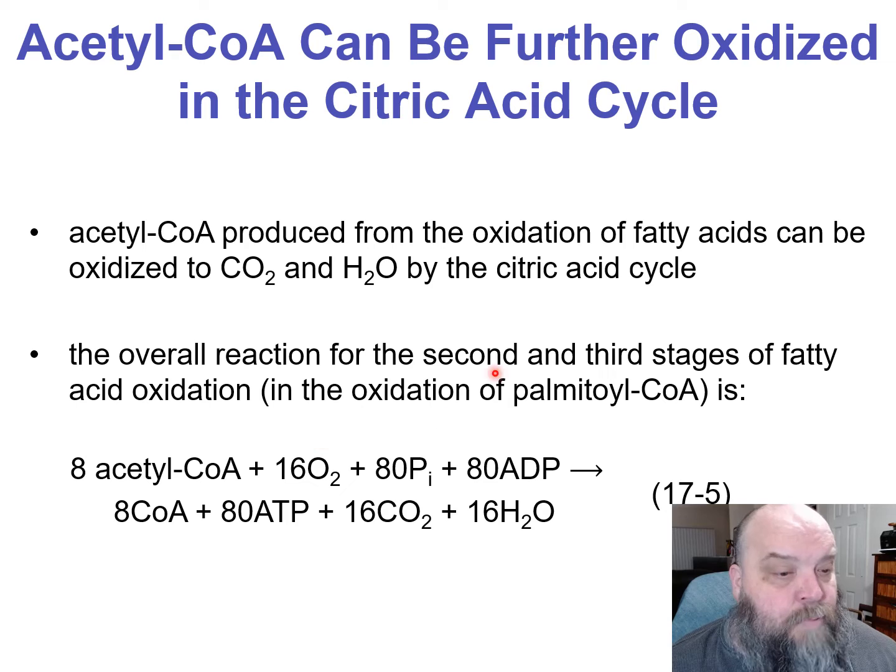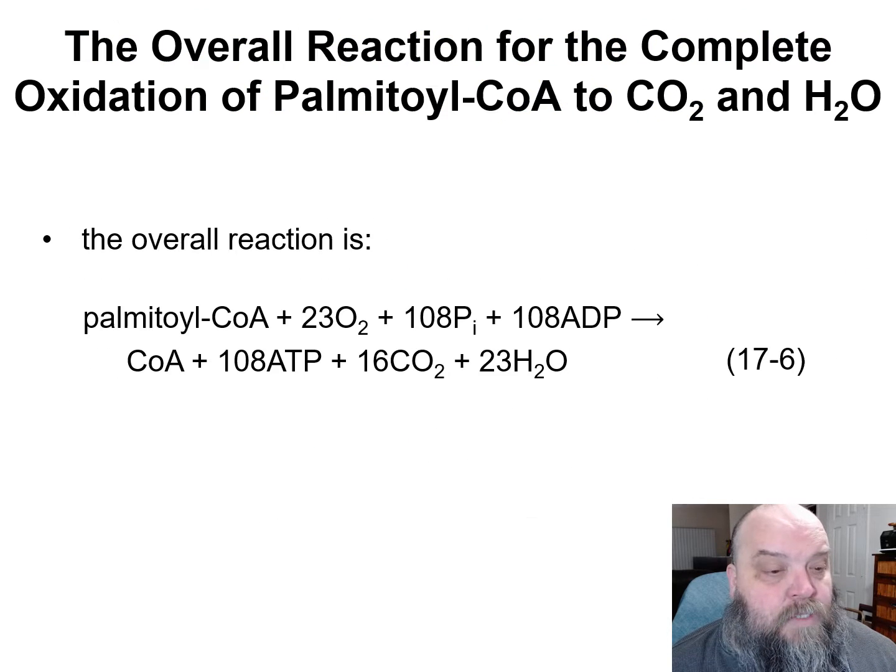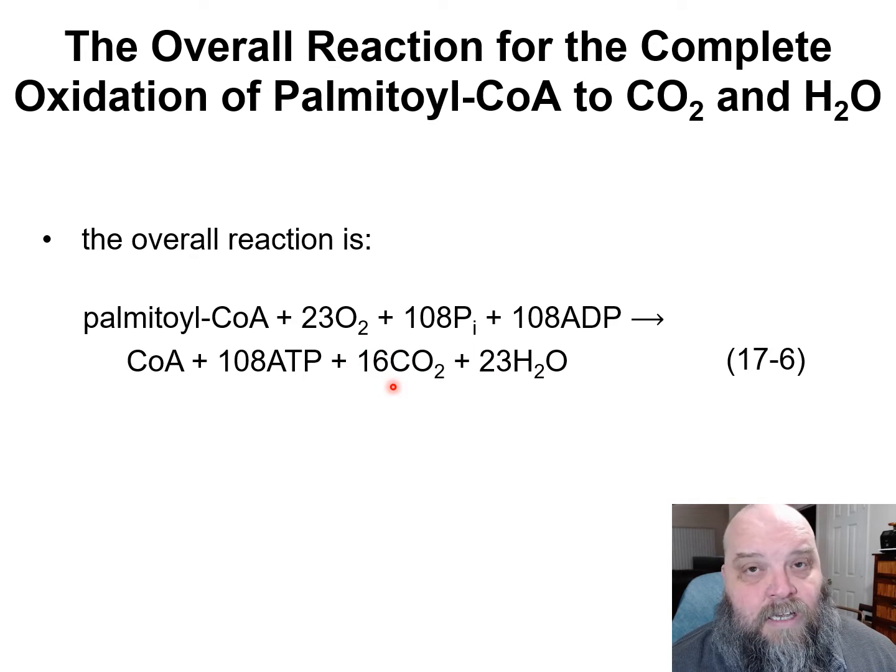We've seen this. This was pretty much everything Chapter 16 was talking about. So if you count it out, palmitoyl-CoA, which is 16 carbons, is going to need 23 oxygens, 108 inorganic phosphates, 108 ADPs, and yield free coenzyme A, 108 ATP, 16 carbon dioxides, and 23 metabolic waters. So think about that. You start off with a fatty acid that's 16 carbons in length, and you end with 108 ATPs. Not bad.